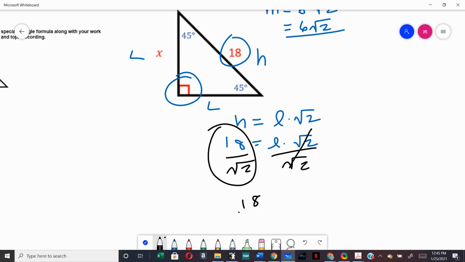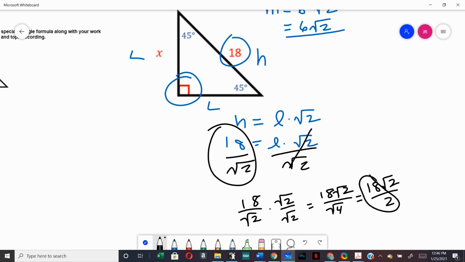That's a real easy step. I'm just going to multiply by the square root of 2 over the square root of 2. I talk about this in the lesson while you do that. And so we end up with 18 square root of 2 over square root of 2 times the square root of 2, which is the square root of 4. This gives me 18 square root of 2 over 2. And so now I can simplify that to give me 9 square root 2.